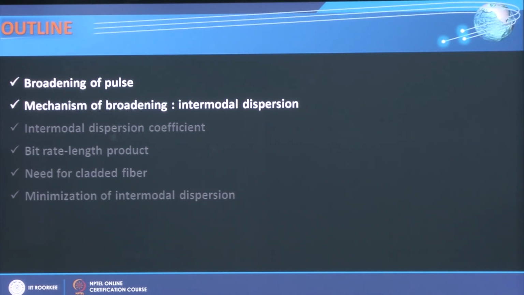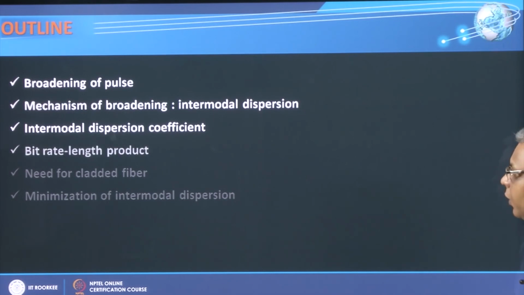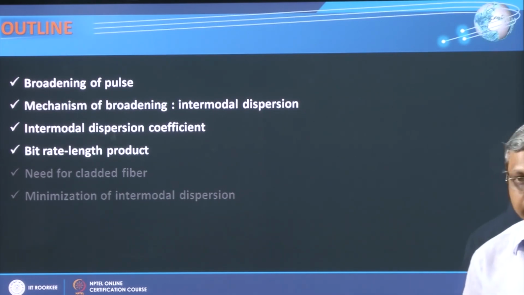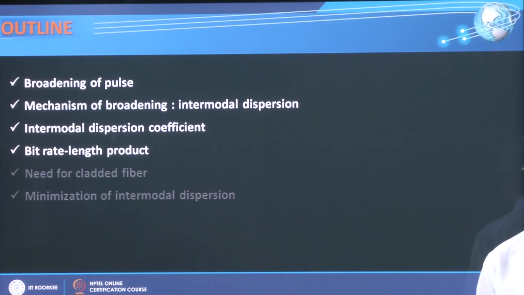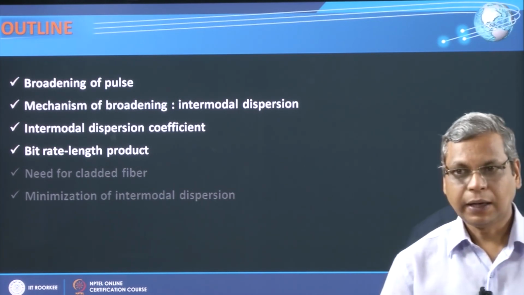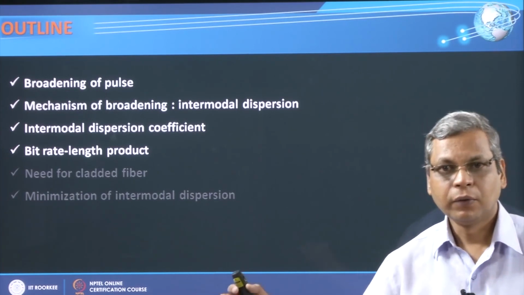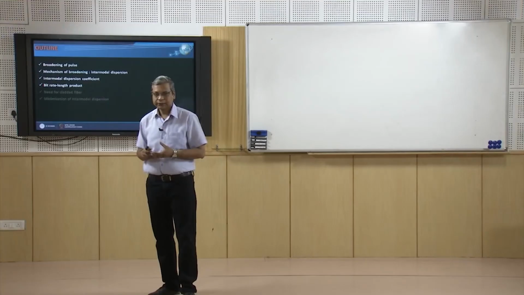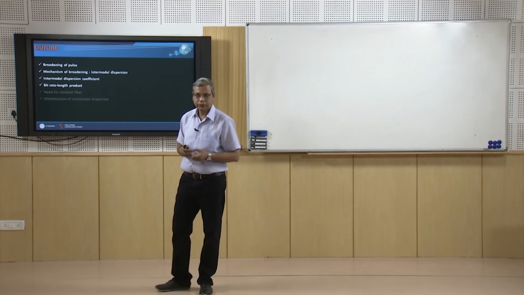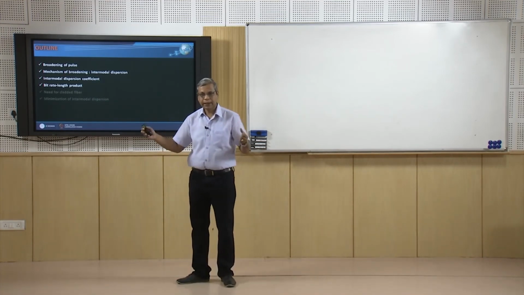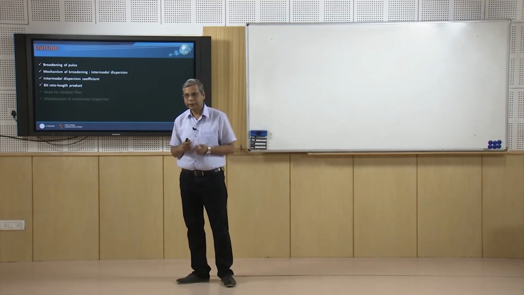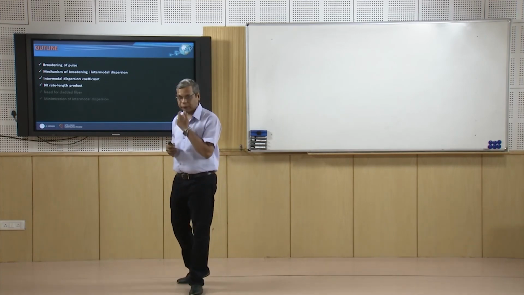In this lecture, intermodal dispersion. Then what is the intermodal dispersion coefficient? Then we are going to look at bit rate length product. You will see that for a given bit rate, I cannot go for a very long length, or if I want to keep a particular length of the fiber, then bit rate I will have to compromise with.